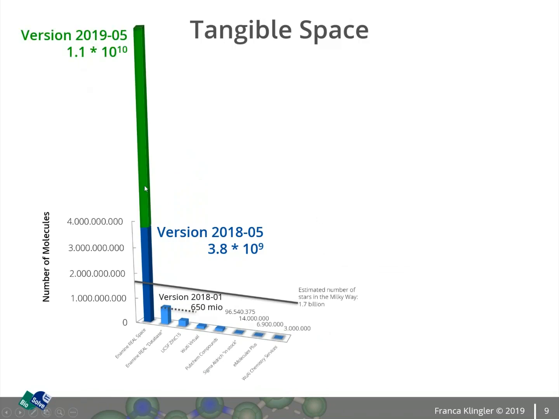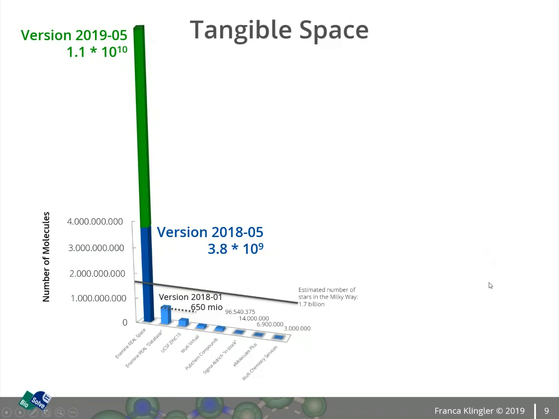So when you compare what you can search in the REAL Space in comparison to the standard classical methods, you see that you miss out quite a lot from here to here. And in this slide, you can see as well how quickly the technology there grows. So the first version of the REAL Space we released was from 2018. There were 650 million in there. Last year's version had then already 4 billion, and since May it's 11 billion. So that's quite a massive resource there.